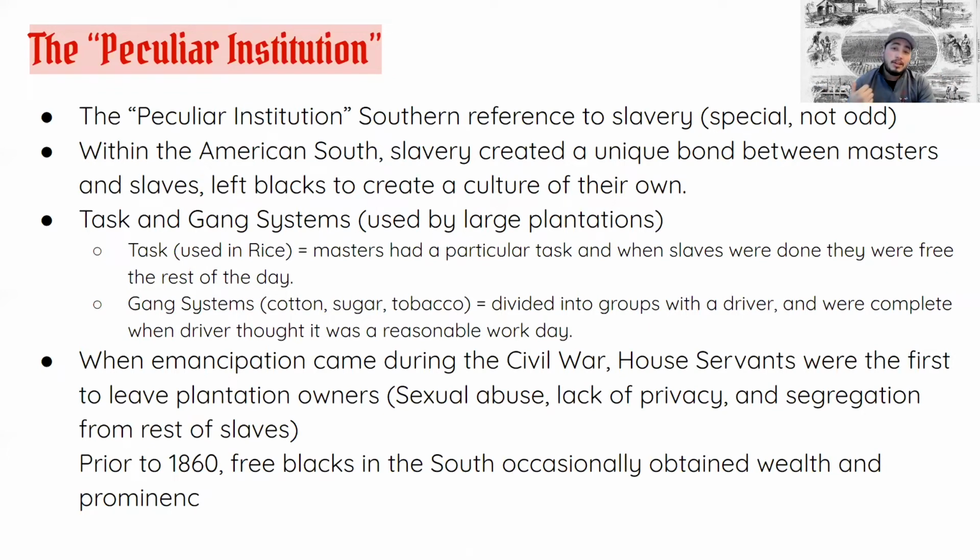Now, how do they run these actual plantations is something that I would like to acknowledge next, which is the difference between the task and gang systems. These were normally used in large plantations. Task, which was normally used for rice fields, was when a master gave a particular task to the slaves, and once the slaves were done with the task of the day, then they were free to be on the property, off work, off duty for the remainder of the day.